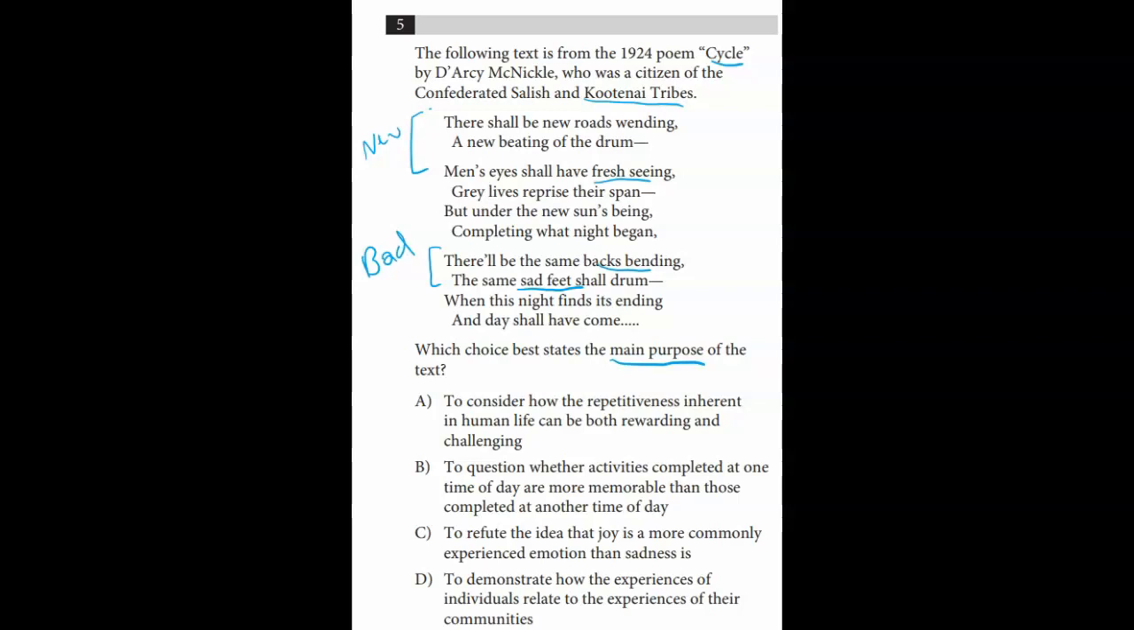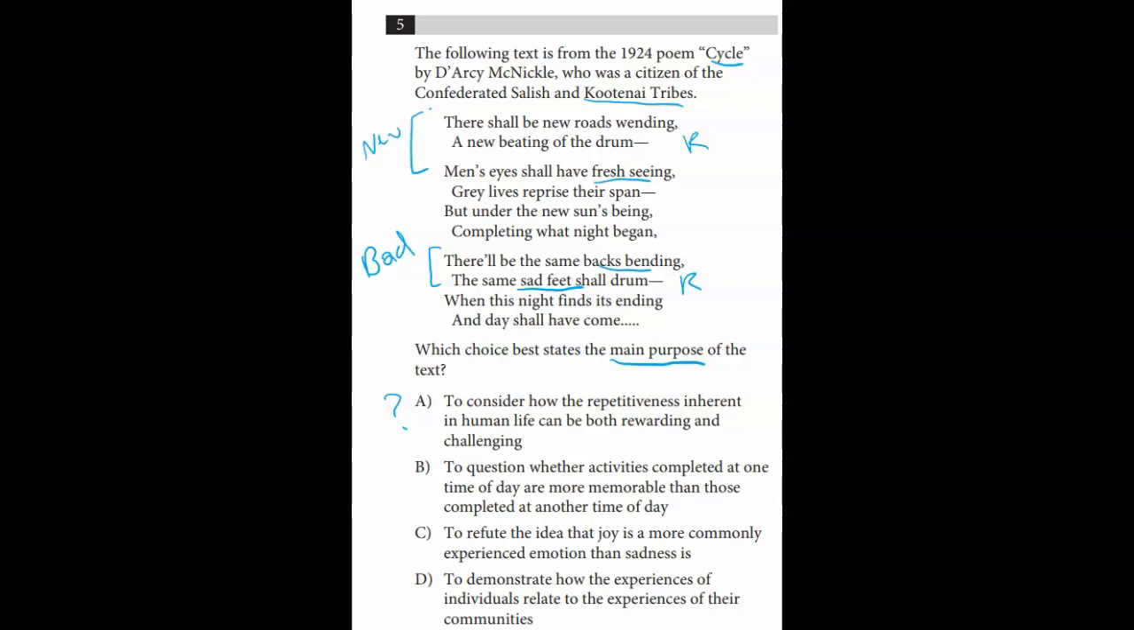To consider how the repetitiveness inherent in human life could be both rewarding and challenging, maybe. I don't think it's bad necessarily because it talks about how it is repetitive. So you can see the repetition here. So beating of the drum, same sad feet shall drum.